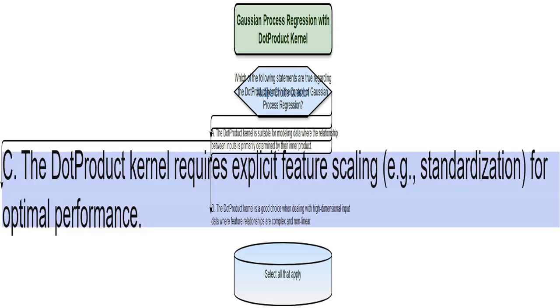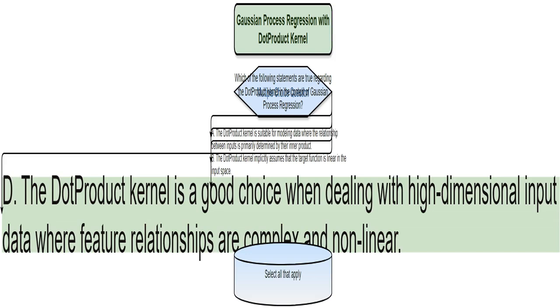This is false. While scaling your features can be helpful in many machine learning tasks and may improve numerical stability, the DotProduct kernel doesn't strictly require it. It works with or without it. This is false. The DotProduct kernel is a linear kernel. For high-dimensional data with complex relationships that aren't linear, you need a kernel that's better at capturing those nonlinear patterns, such as the radial basis function or RBF kernel.